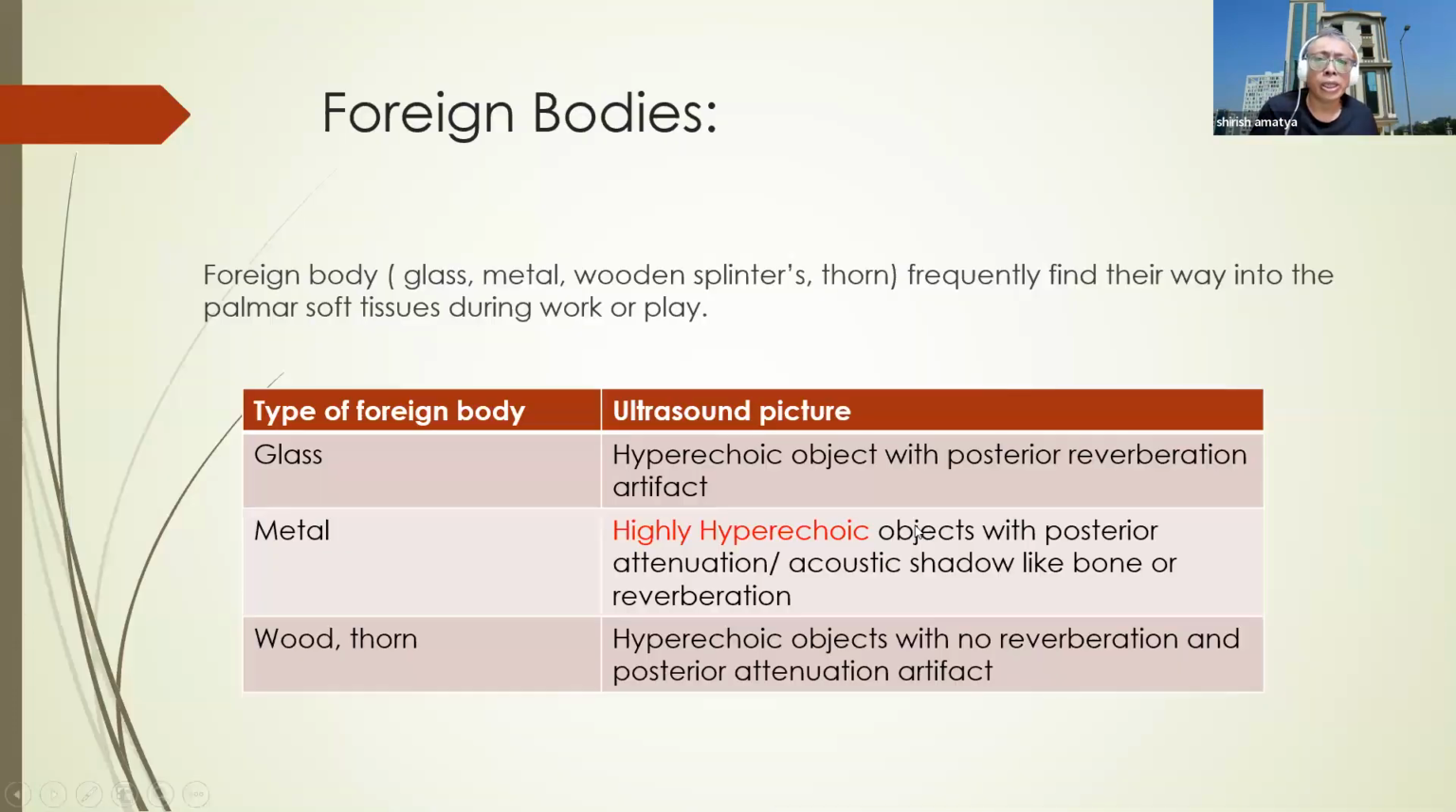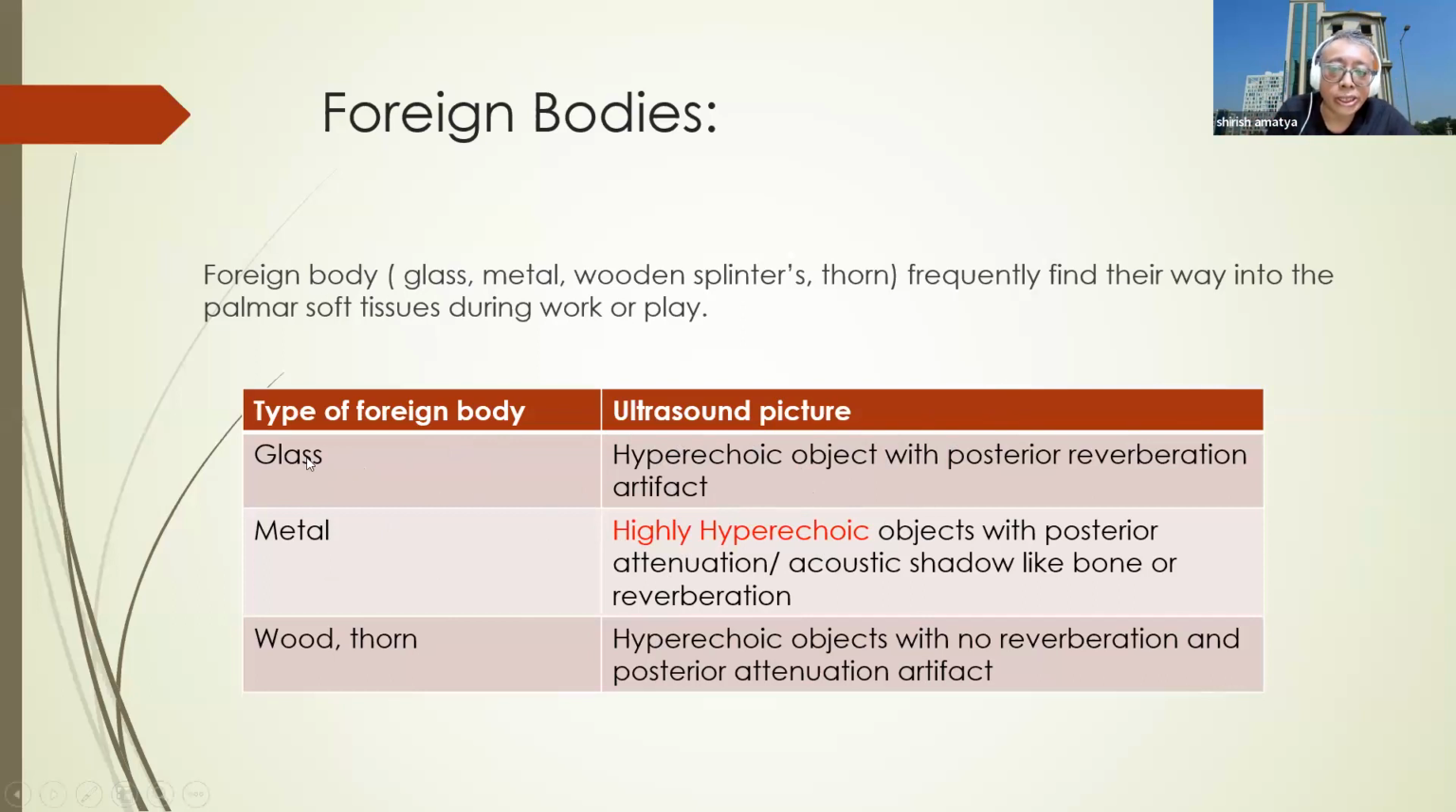Patients with foreign bodies are very commonly encountered in pain clinics, and these foreign bodies such as glass, metal, or wooden splinters, or even thorns, are frequently encountered, and they find their way into the palm or soft tissue during work or play. So these are the typical ultrasound pictures of glass, metal, or wood as shown in the table. All of these foreign bodies are hyperechoic in the ultrasound picture, but metal is the most hyperechoic object.